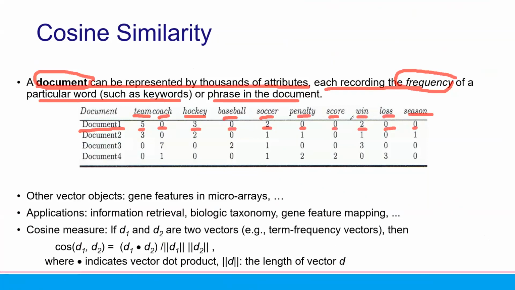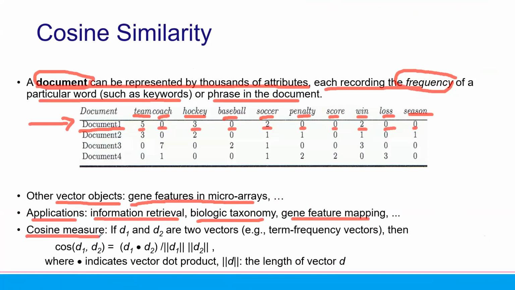So based on these numbers, this is the vector, because this is the vector object. The vector object is the collection of numbers. We can have other vector objects, like for the gene. Some applications can be for information retrieval, for biologic taxonomy, or for gene picture mapping, and etc.